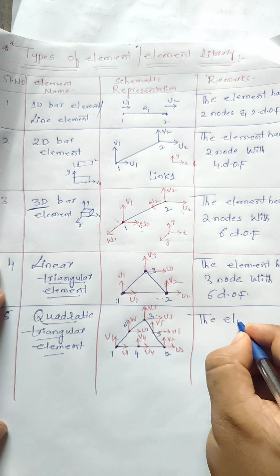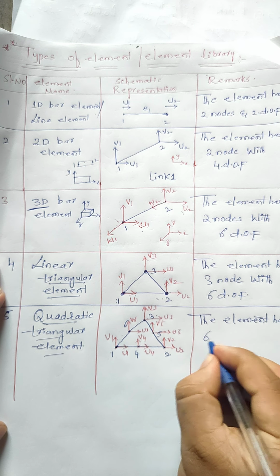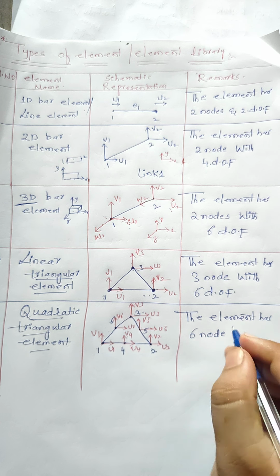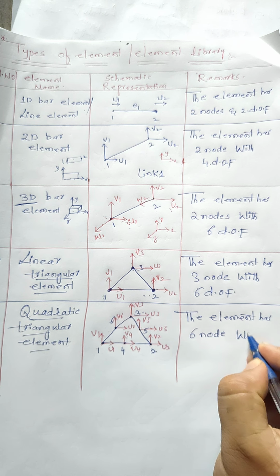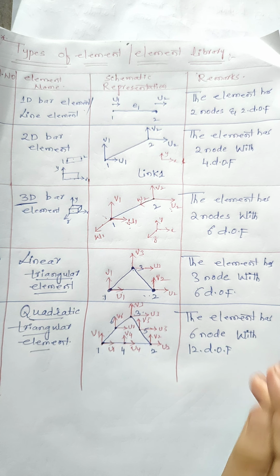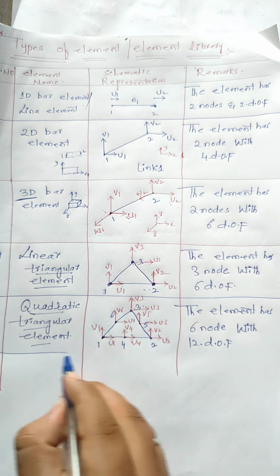The element has 6 nodes with 12 degrees of freedom. Okay dear, next one.